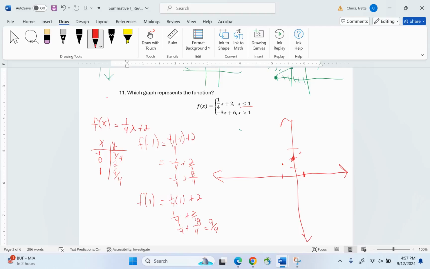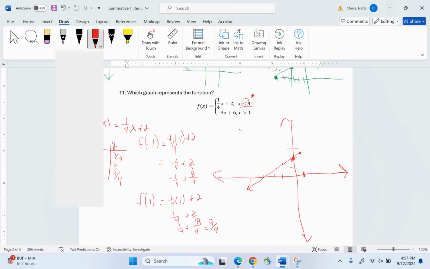And so we can pick more points this way. So our line, now we have to notice that this has a less than or equal sign. So we're going to use a closed dot. And so if I draw this, then that would be my graph.